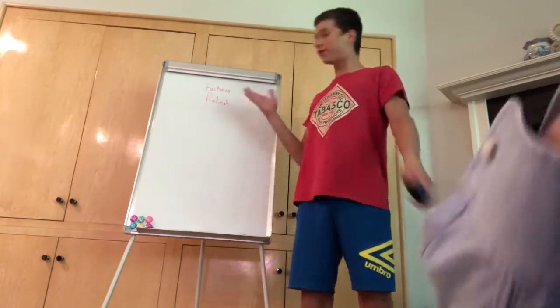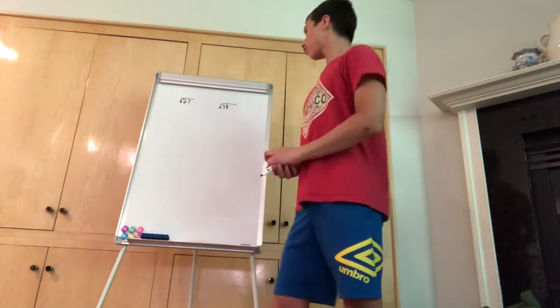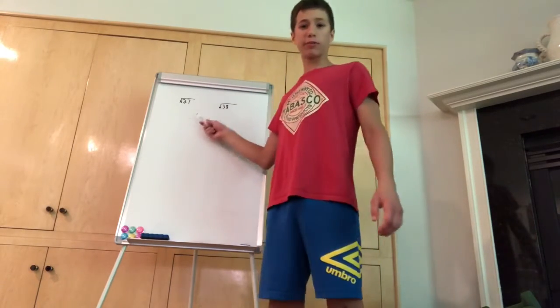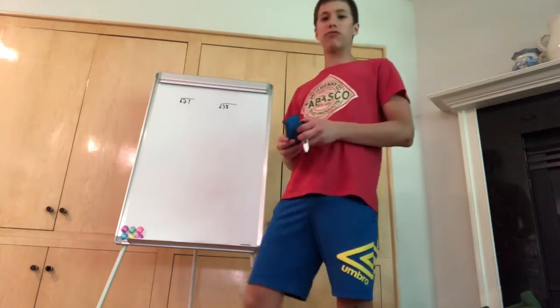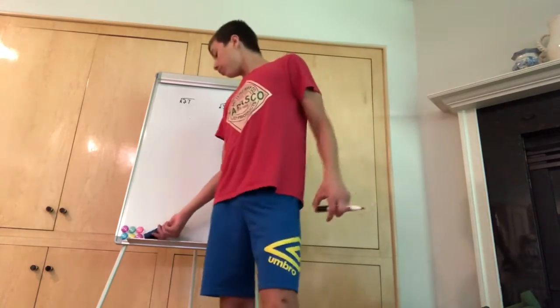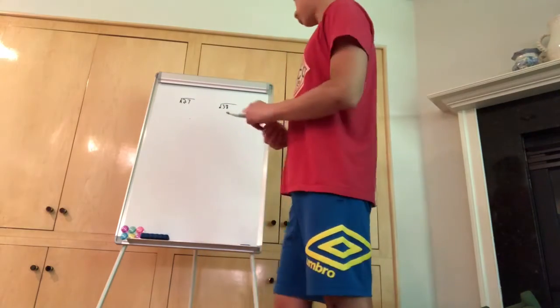Today we're going to be doing factoring radicals. Okay, so here we have our first set of problems. First one is the square root of 27, and if you were to actually do that, you'd be getting a really weird decimal, but there's a way to do it much simpler than that.